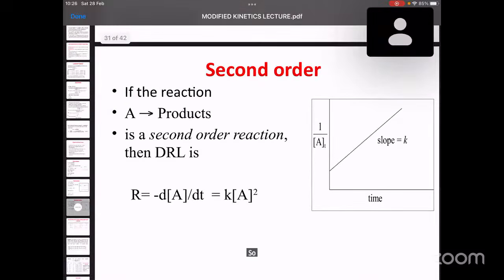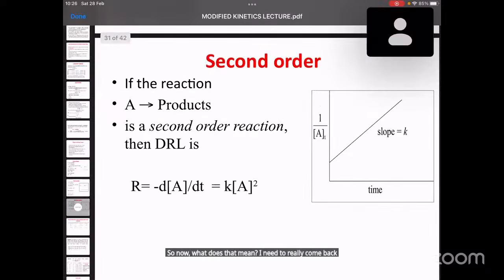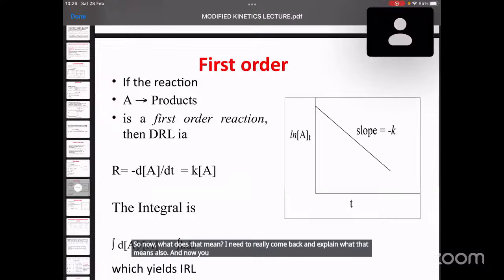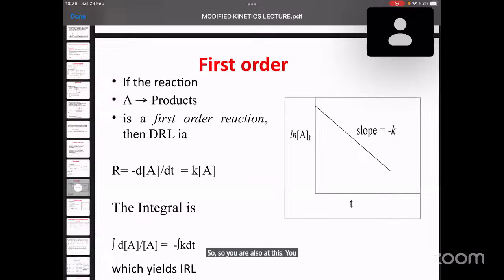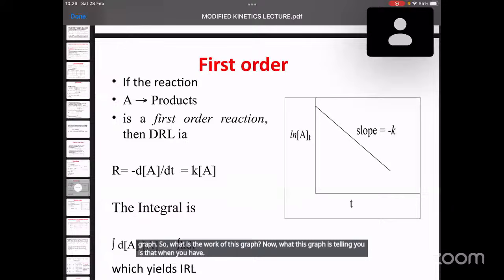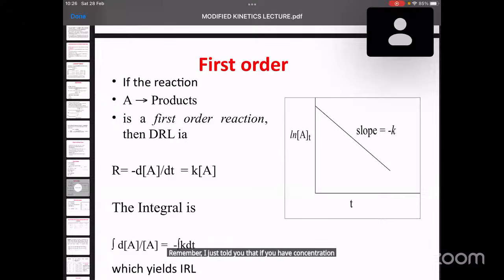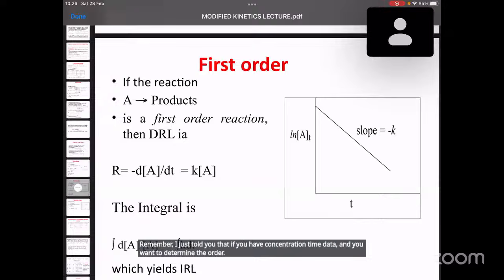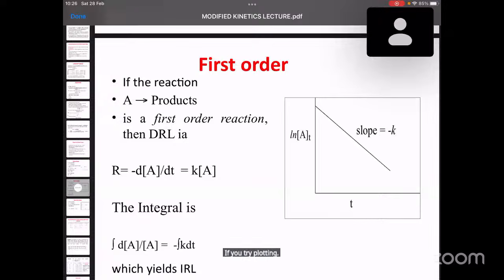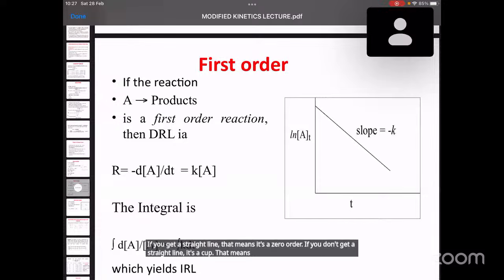So now, what does that mean? I need to come back and explain what that means also. And now you can see that you have this equation, and you also have this graph. What is the work of this graph? What this graph is telling you is that if you have concentration time data and you want to determine the order, you first use the integrated rate equation for zero order. If you get a straight line, it's zero order. If you don't get a straight line, it's a curve, so it's not zero order, but you still need to test which one it is. Is it first order? Is it second order?